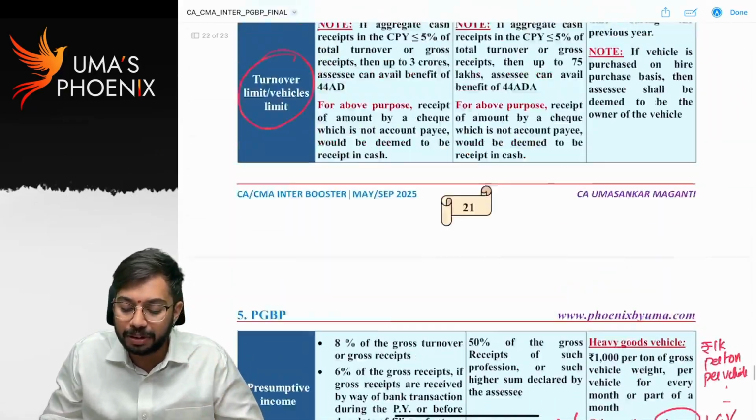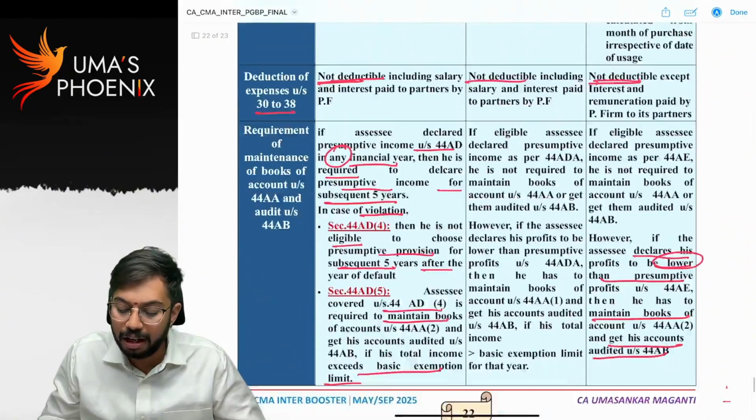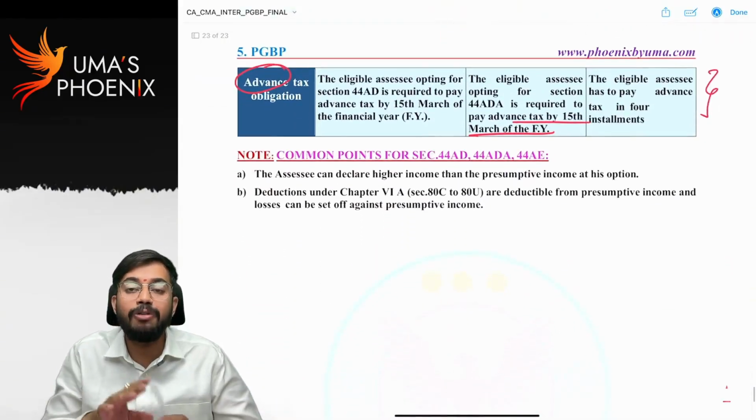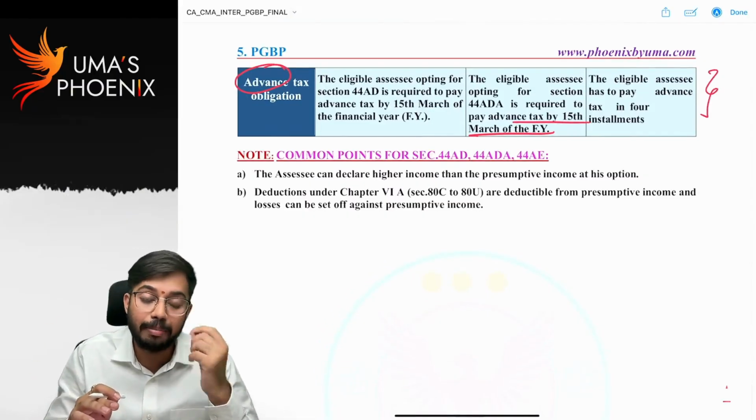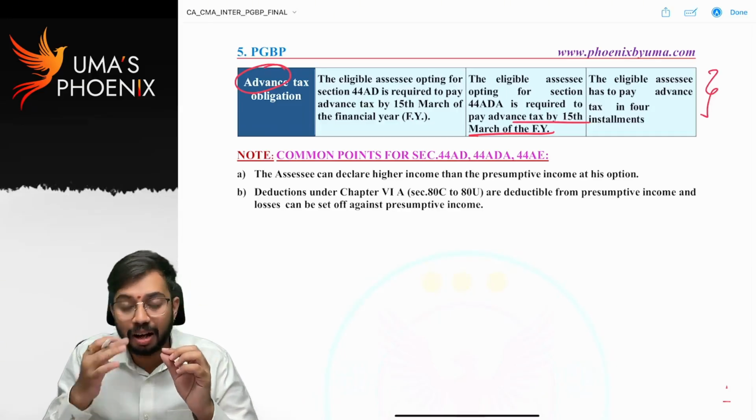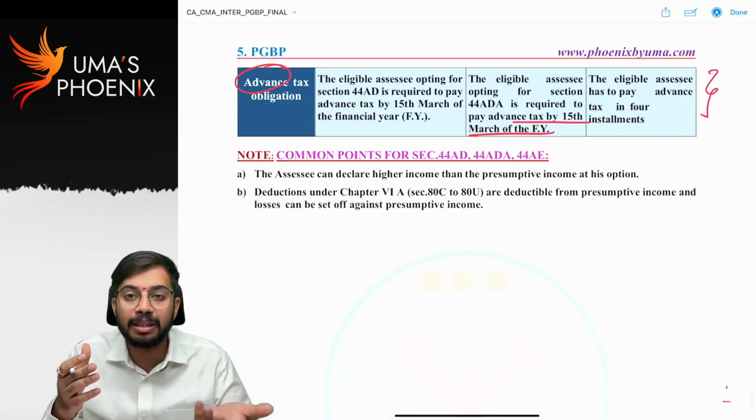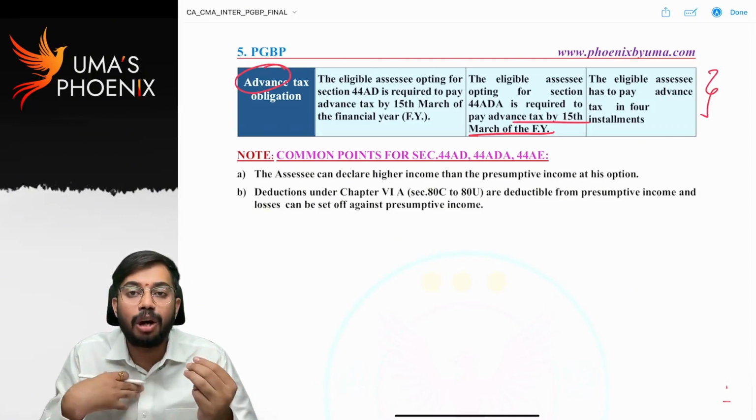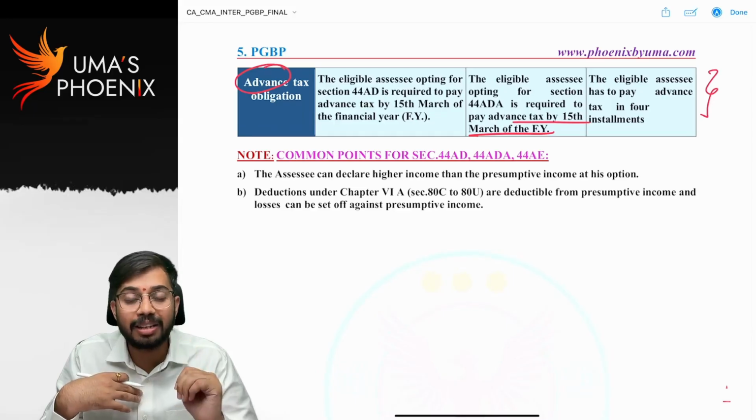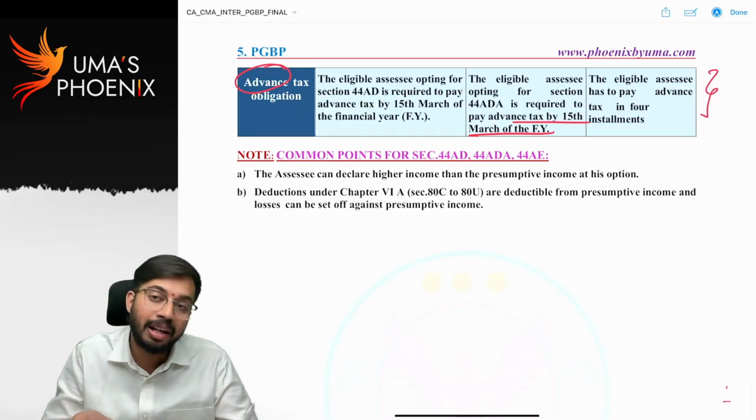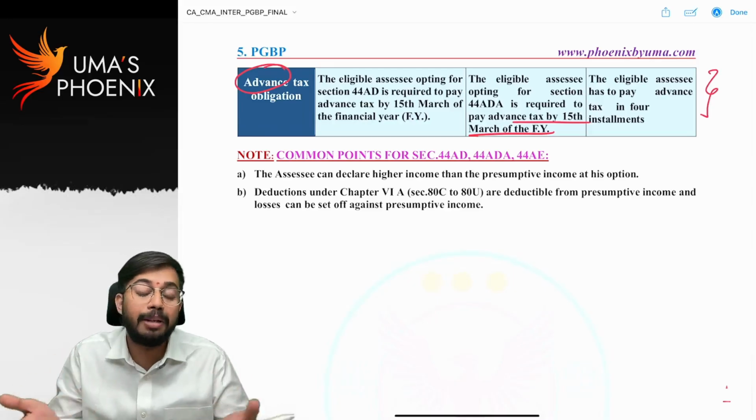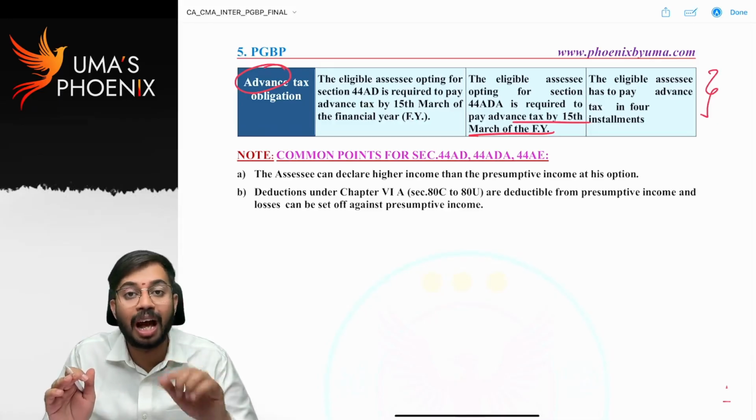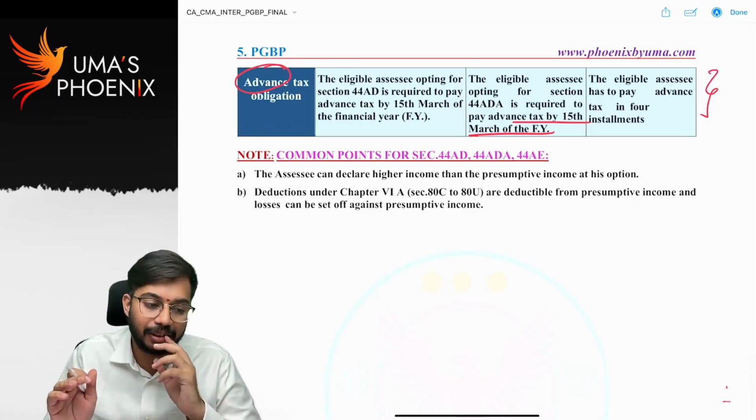Now these are presumptive provisions, right? 44AD, 44ADA, 44AE. For these presumptive provisions, if the assessee wants to disclose his income higher than the presumptive income, he can disclose on a voluntary basis. Presumptive income is 70,000 rupees, for example, or presumptive income is 3 lakhs. The assessee wants to disclose his income as 4 lakhs. Can he disclose? Yes, he can. If he discloses more income, he is required to pay more taxes. Income tax department will happily accept. So whenever the assessee wants to disclose higher income than presumptive income, he can disclose.